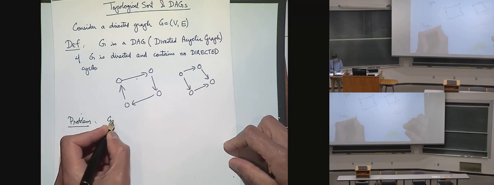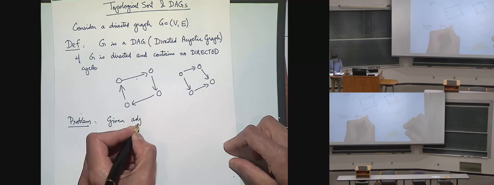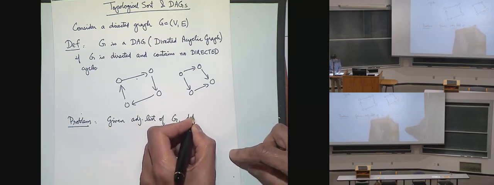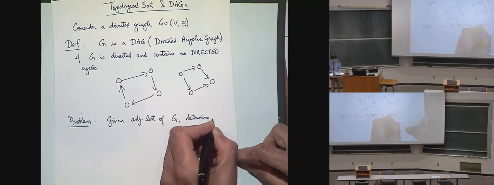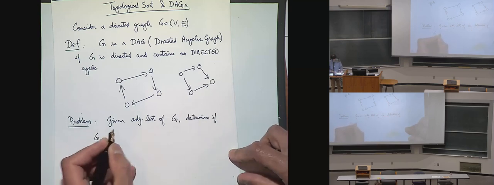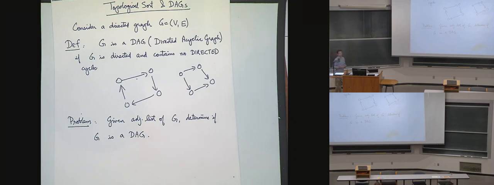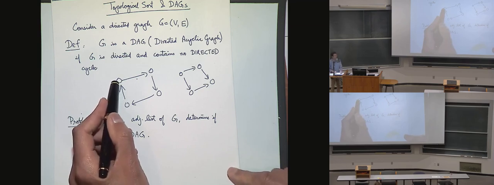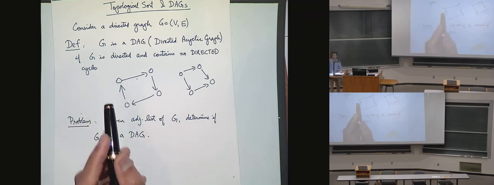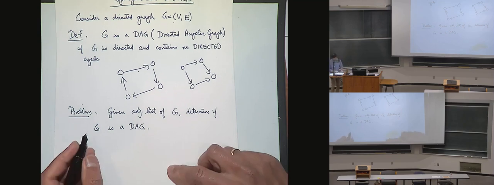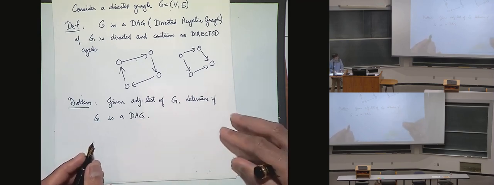And so the problem that we often get is: given the adjacency list of G, determine if G is a DAG. So what it's saying is, for every vertex, or for every task, I give you all the dependencies. Now can you determine if there's actually a cycle in that? Okay? Is this clear?